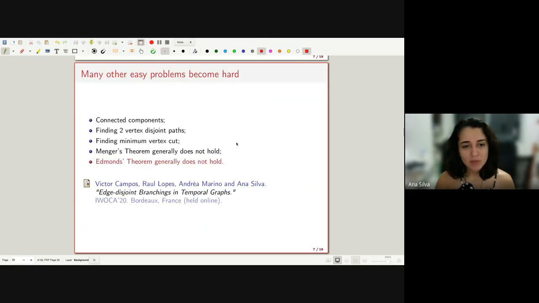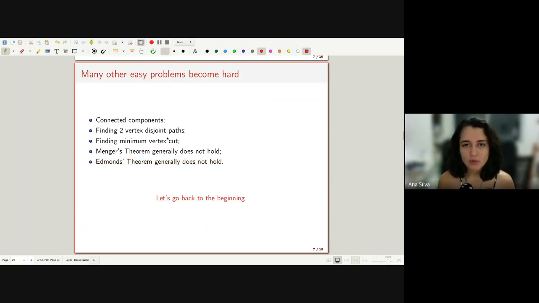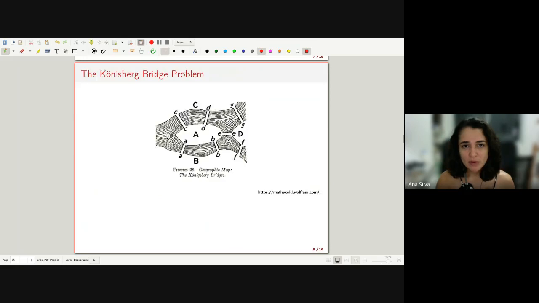More recently, myself, Victor Campos, Raul Lopes, and also Andrea Marino, we proved that Edmonds' theorem also does not work. After working on this for a while, I was really curious. Okay, Edmonds' theorem does not work. It's interesting, but it's already a more complicated concept in graph theory. So I was thinking, let's go back to more basic, more trivial definitions and see if they continue to be easy. And a better place to start than the Königsberg Bridge problem, which is maybe considered the oldest result in graph theory.